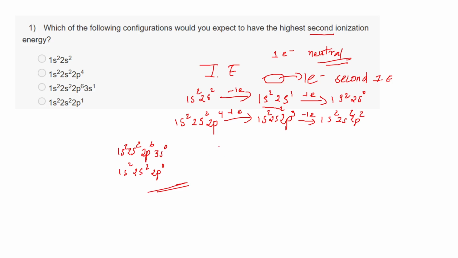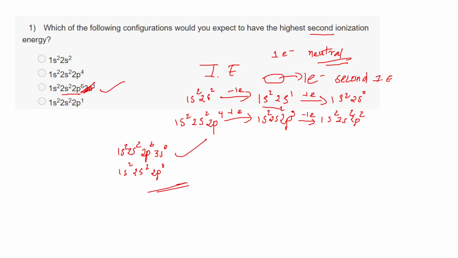Ma'am, it's option third. Yeah, option third. Why? Because it acquires noble gas configuration. Right. So exactly, this is the answer, the option three, because if you remove this electron, it is essentially the noble gas configuration. This is a closed shell. So this has an extra stability.